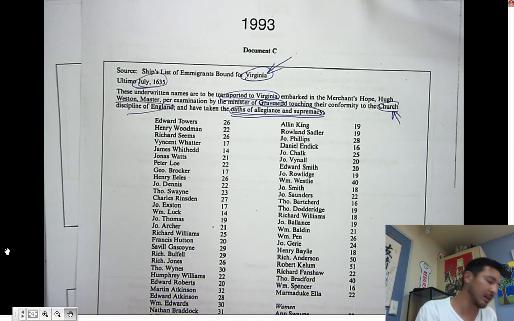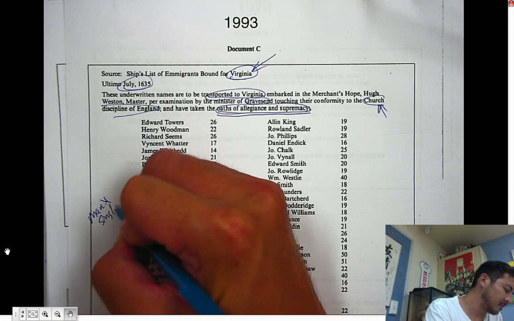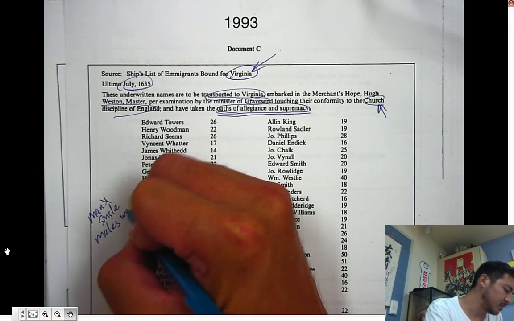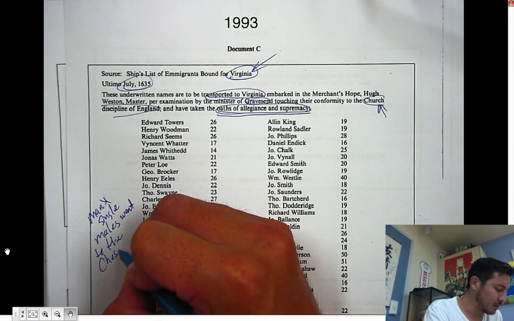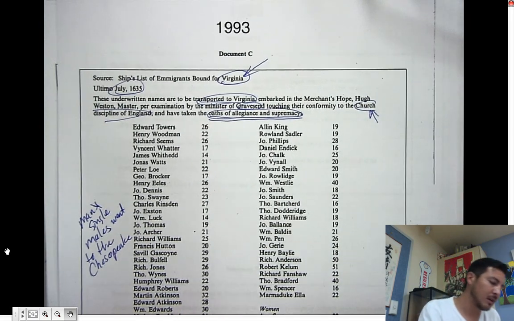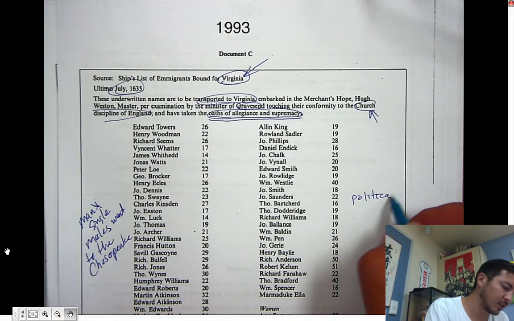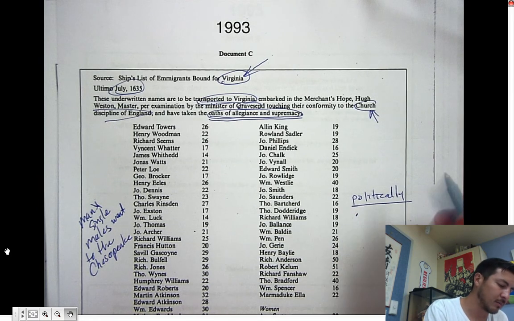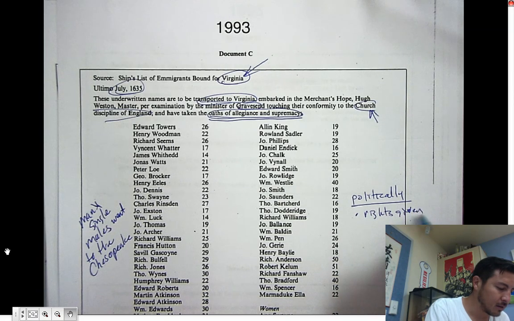Okay, so summary on the left-hand side, many single males went to the Chesapeake. Again, I'm not using Virginia because that's not what it says on the prompt. How might this change things? Politically. We talked about land being important and rights. Perhaps rights given to men without land.